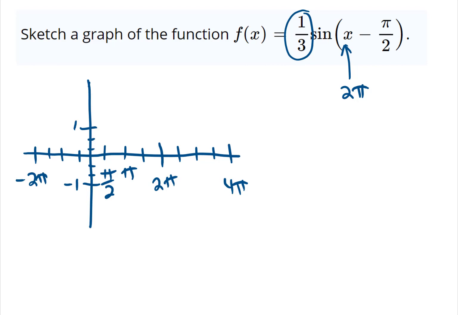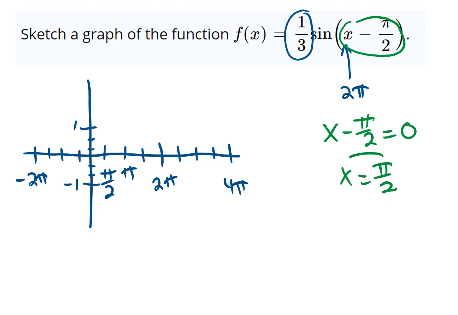Now the other thing that we have going on is a phase shift. And so if we took stuff in the parentheses, set it equal to 0, and solved it for x, we would have pi halves. This means that everything is shifted to the right by pi halves. All right, I'm going to be ready to figure this out then.